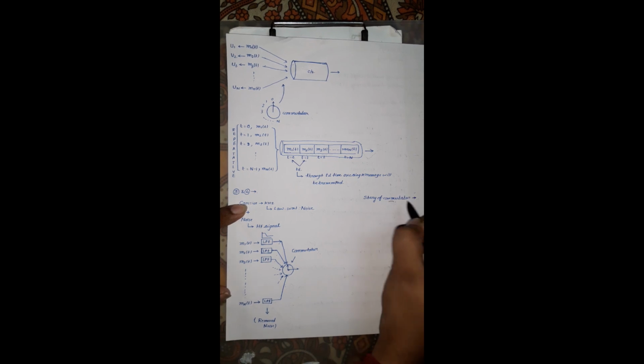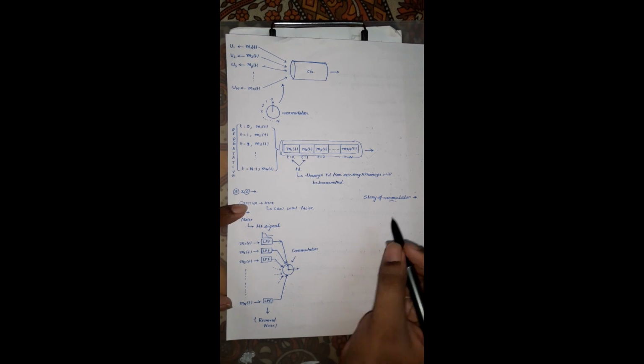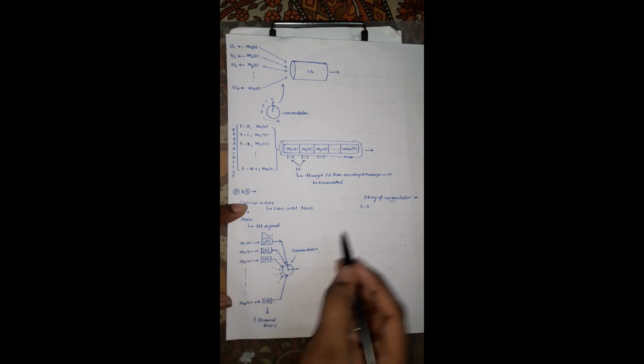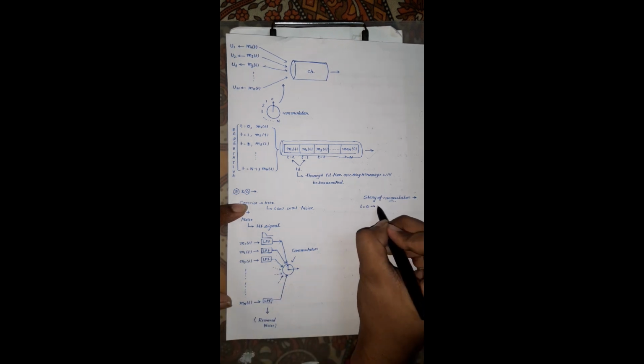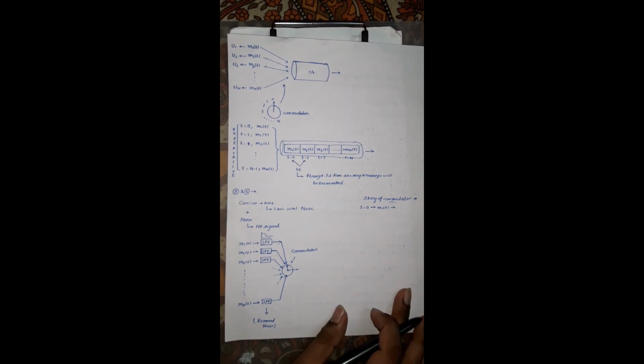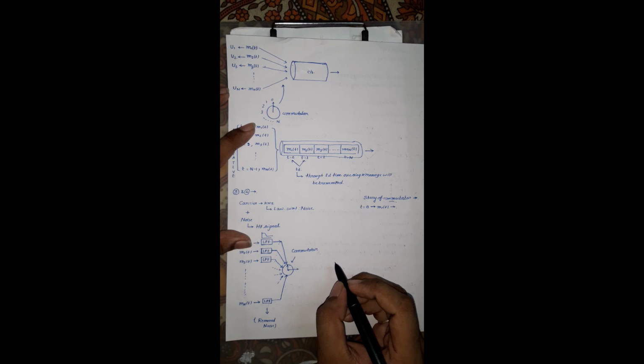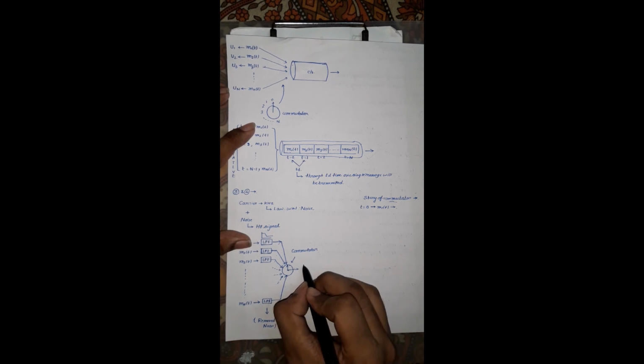Story of the commutator that you will see over here. What is happening at t equal to 0? Suppose at t equal to 0, the commutator is connected with the message signal. That means this M1 message is allowed to pass through the channel.